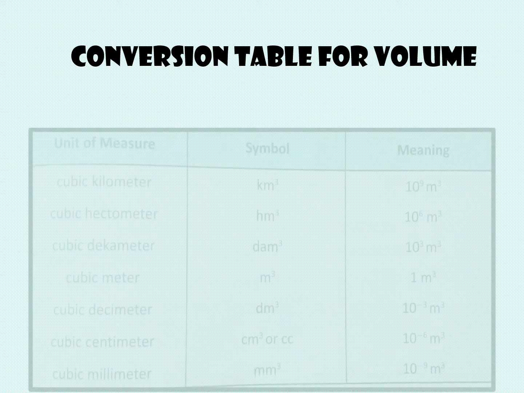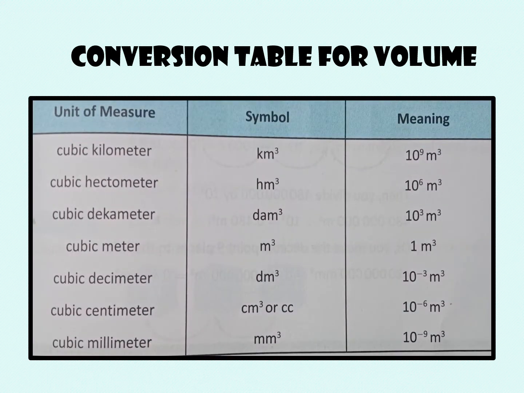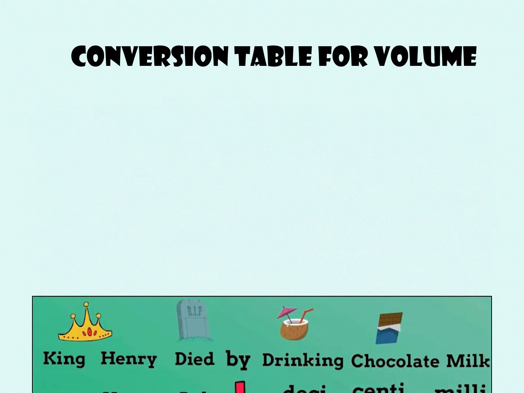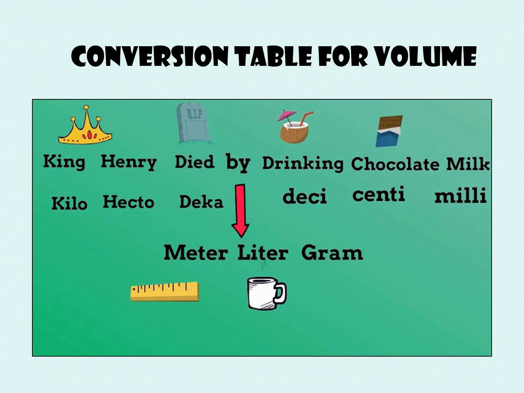After conversion of capacity, proceed naman tayo sa conversion table for volume. So, eto siya. Meron tayo ditong mga units na cubic kilometer, cubic hectometer, cubic decameter, cubic meter, cubic decimeter, cubic centimeter, and cubic millimeter. So, kung mapapansin nyo, lahat sila ay may cubic. Kasi nga, sinabi natin kanina na kapag volume yung pinag-uusapan, yung ating unit will be cubic. Then, meron tayo dito yung chart na gagamitin natin for conversion ulit, which is yung King Henry died by drinking chocolate milk.